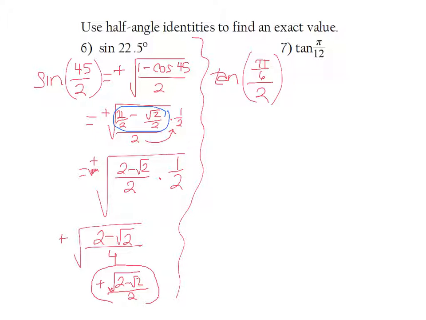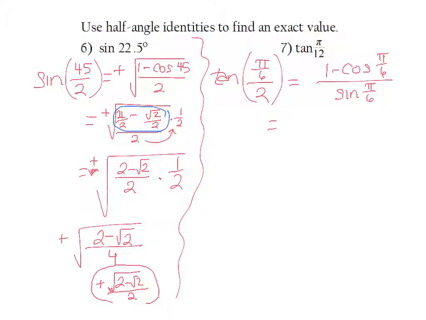Tangent has a couple options for us. To be honest, I kind of prefer the one that has a monomial for my denominator. I'm going to use 1 minus cosine theta, well, theta is pi over 6, all over sine of theta, which is pi over 6. There's no radical. That makes it a little bit nicer.